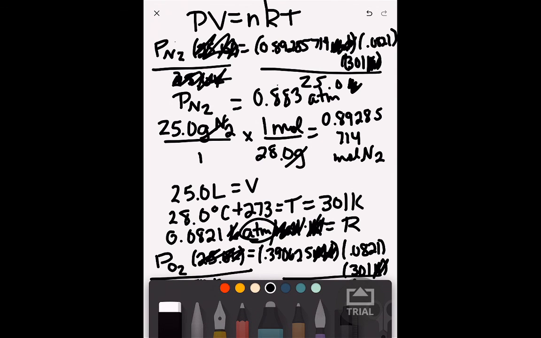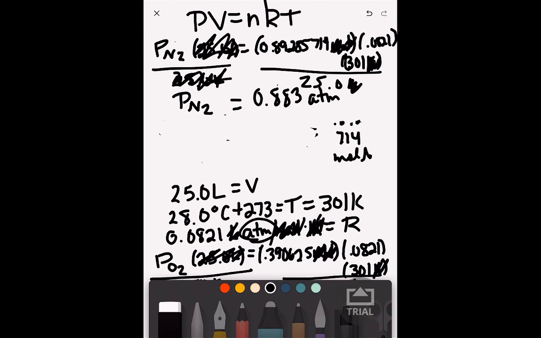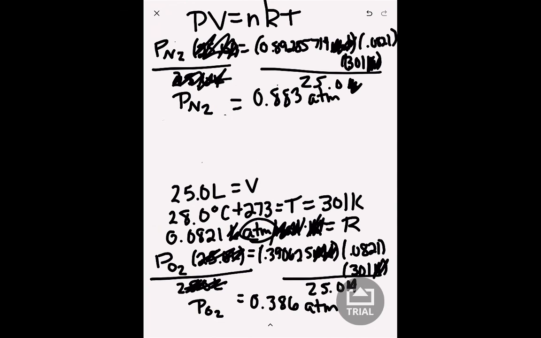Again, now I need to make just a little bit more room here to finish the problem up. Now that I know the partial pressure of oxygen and I know the partial pressure of nitrogen, then I can calculate the total pressure by using Dalton's law of partial pressure. The total pressure is equal to the partial pressure of the oxygen plus the partial pressure of the nitrogen. So the partial pressure of oxygen is 0.386. The partial pressure of the nitrogen is 0.883.